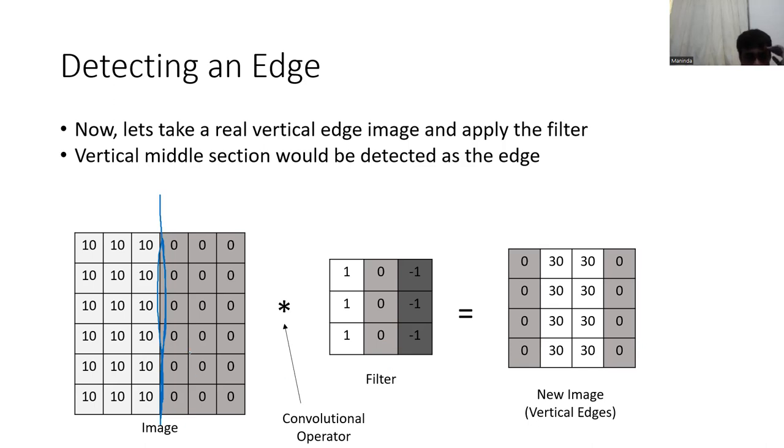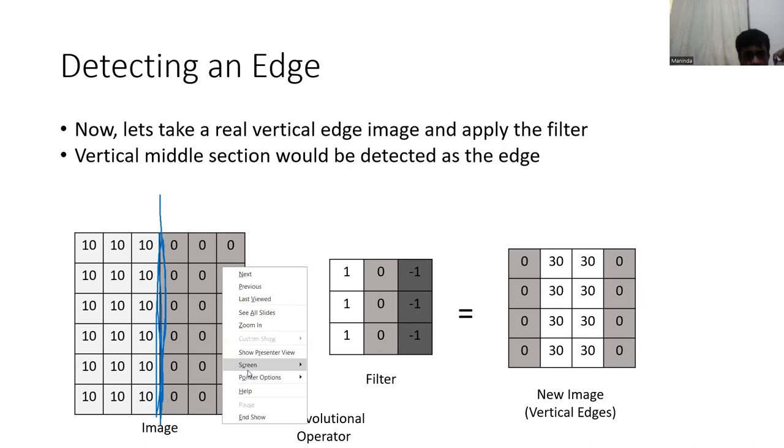As earlier, we can apply this filter with the convolutional operator to this grayscale image, where there is a clear vertical edge. Now when you apply it on this image, you can see what happens.